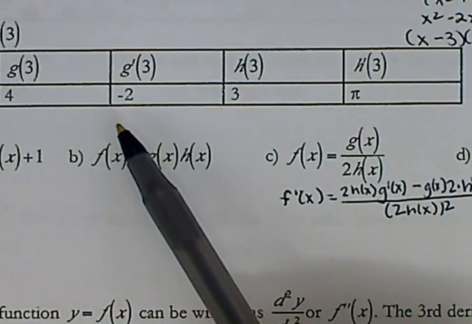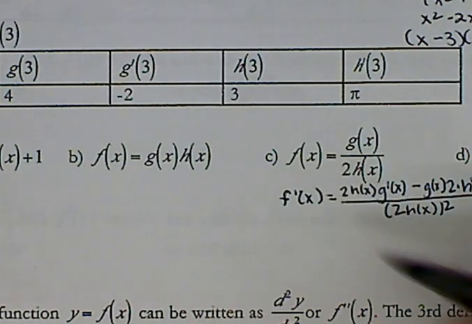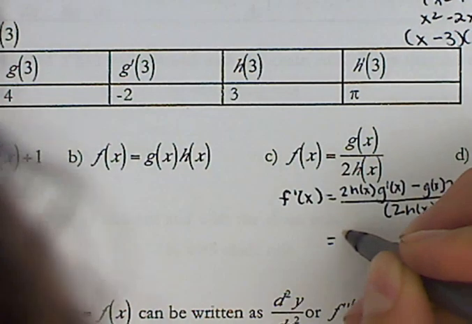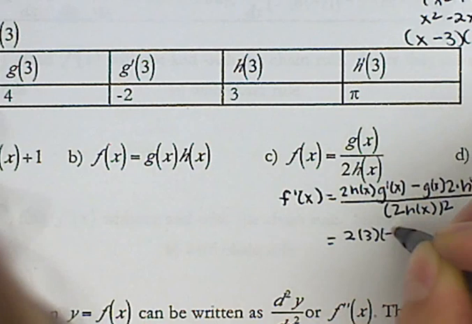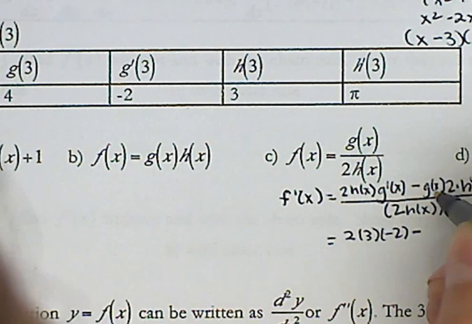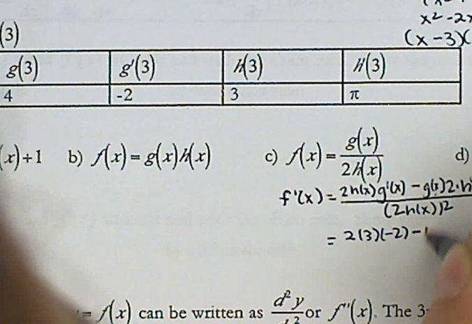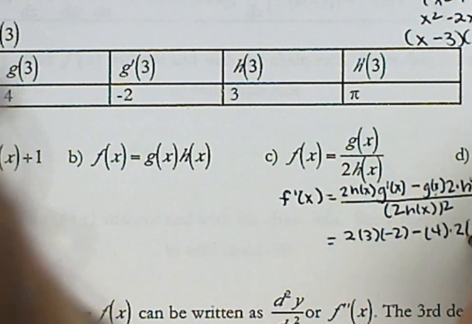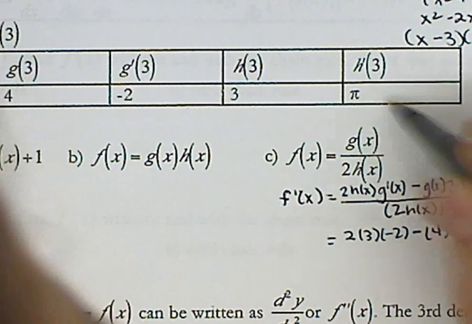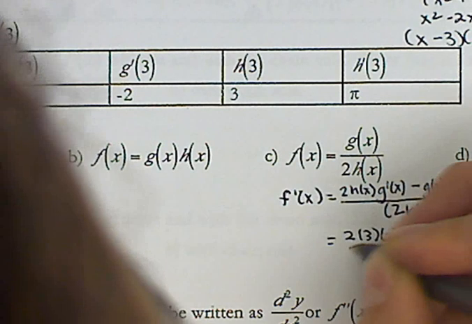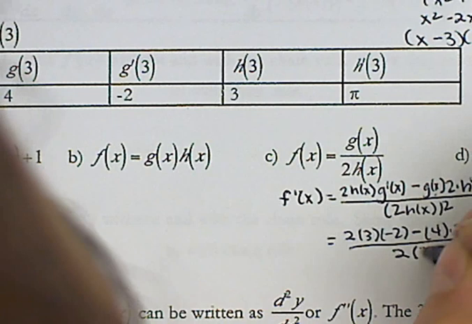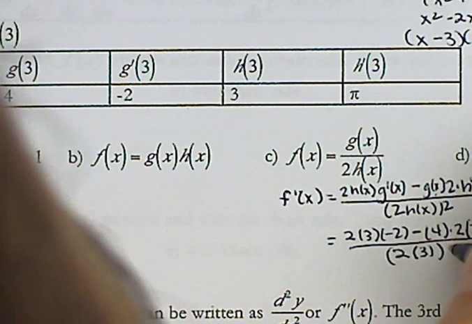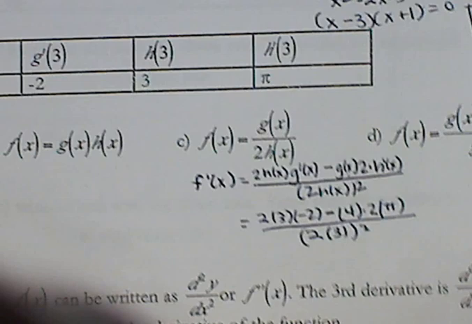So I'm given all the values that I need here. So 2h of x is equal to 3, g prime of x is equal to negative 2, minus g is equal to 4, times 2, h prime is equal to pi over 2, h is equal to 3, and then this is all squared. So I plugged everything in from that table, and now I just simplify.